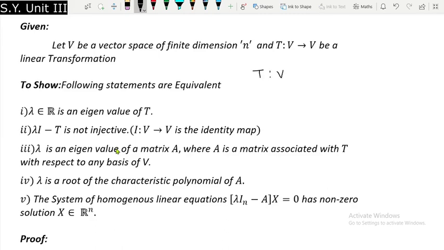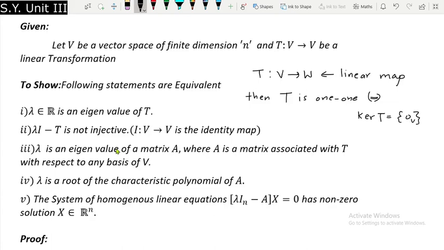If T from V to W is a linear map, then you might remember that T is 1-1, meaning injective, if and only if the kernel of T is equal to the singleton {0}, naturally 0 of V. So now we are going to take the help of the contrapositive of this statement. So what will be the contrapositive? The kernel of T is not equal to {0} if and only if T is not injective, isn't it? But remember, T should be a linear map.